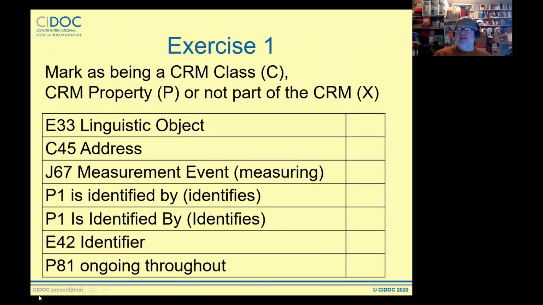So that gets us to the first exercise I've set you. If you go to the exercise worksheet that I pointed you at in the Dropbox link that says workshop exercises, you'll find a little worksheet where you can look at these 7 different names for things and tell me whether you think they're a CRM class, whether you think they're a CRM property, or whether you think they're nothing to do with the CRM. It's just some random stuff that I put on the slide to check that you were paying attention. So just go through each of those.